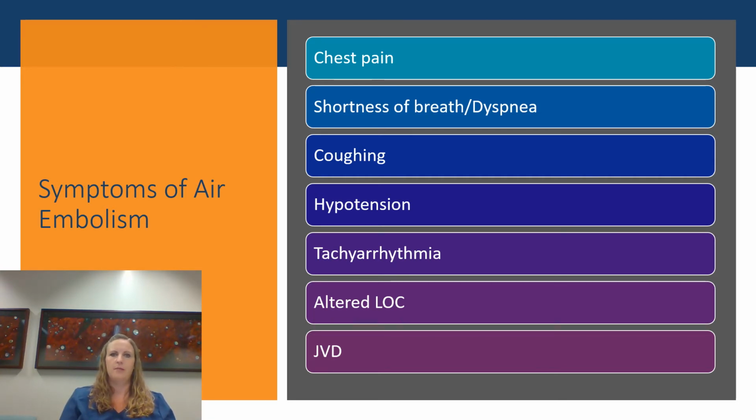All of those things can cause an air embolism. Symptoms of air embolism include chest pain, sudden shortness of breath or dyspnea, coughing, hypotension, tachyarrhythmias, altered LOC, and also JVD. All of those can be symptoms of an air embolism. So how do you think that you're going to treat an air embolism? Let's take a look.